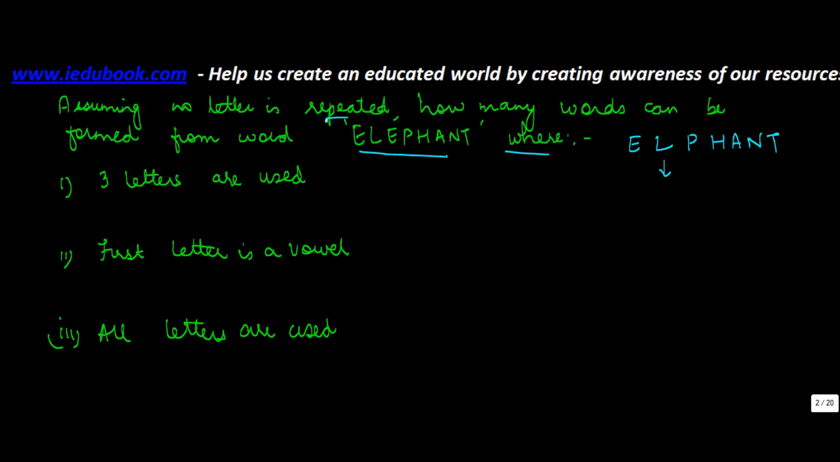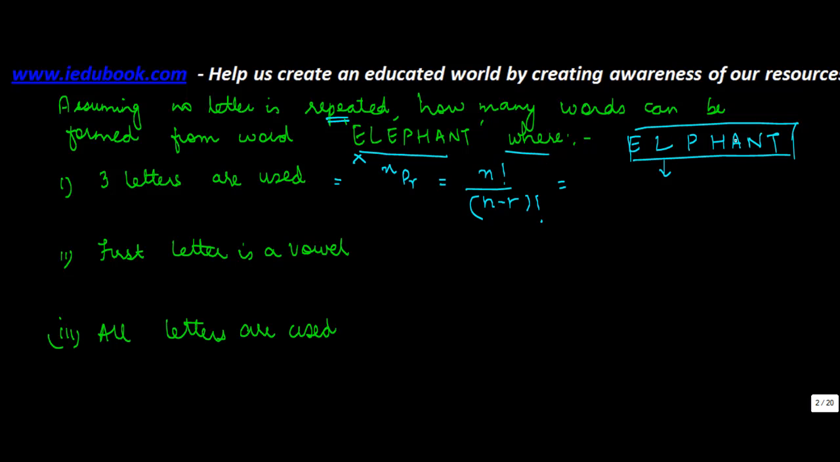Assuming no letter is repeated, so you can't repeat a letter. So effectively what you have is only 7 letters. So you use only 3 letters. So we know that nPr, where repetition is not allowed, is equal to factorial n upon factorial n minus r.